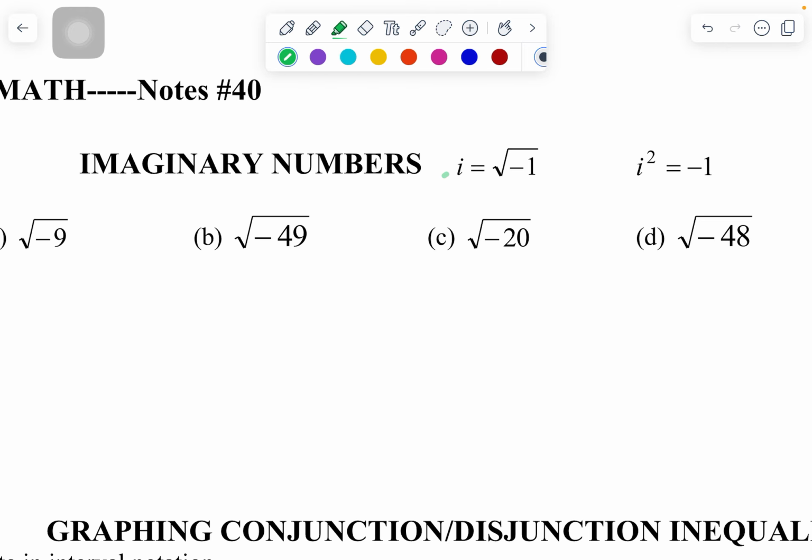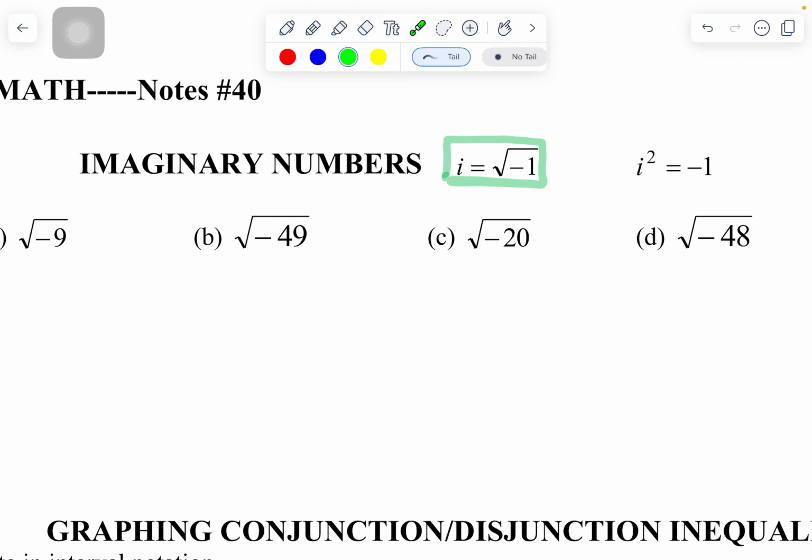So one of the things you need to know is that by definition, i is equal to the square root of -1. We define i this way. It's really no different than saying pi is equal to 3.14159. It's just something that we have defined.